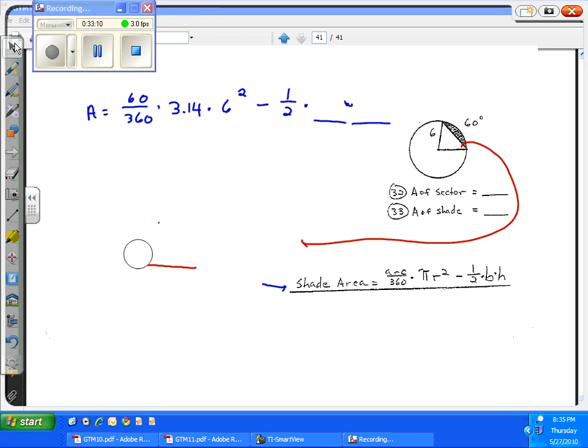I need to make this bigger. If that arc is 60, then this angle's 60. The arc is out here, okay? The arc is 60. I kind of set it on its bottom, the bottom being that edge that touches that shade, okay? So if the arc is 60, the angle's 60. These are radii, so they're both 6.